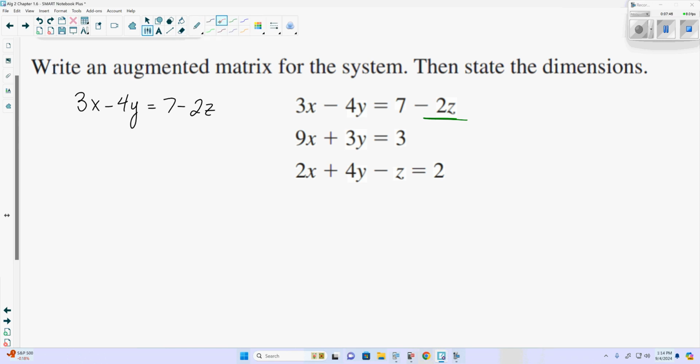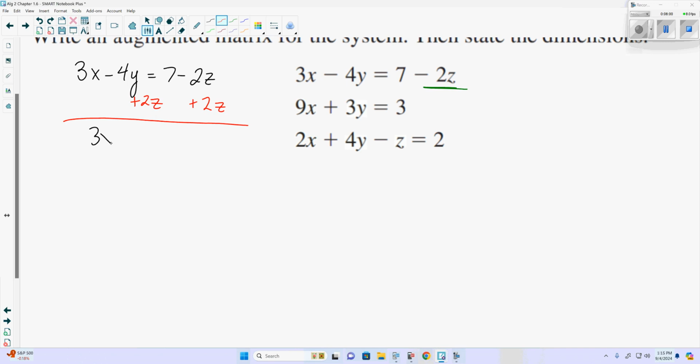So what we need to do is move the 2z from one side to the other, yes? How can we move it from one side to the other? We can add it to both sides. I can add 2z to both sides. Because on the left-hand side, we'd have 3x minus 4y plus 2z is equal to 7. Well, our negative 2z plus 2z is 0. Do we have that equation fixed? If we want, I'm just going to rewrite it above it. 3x minus 4y plus 2z is equal to 7.